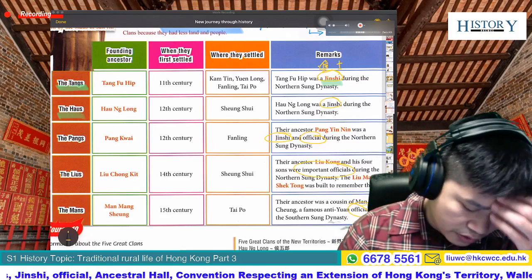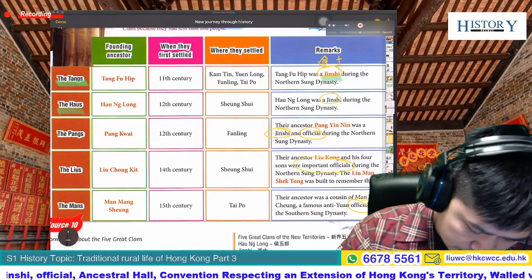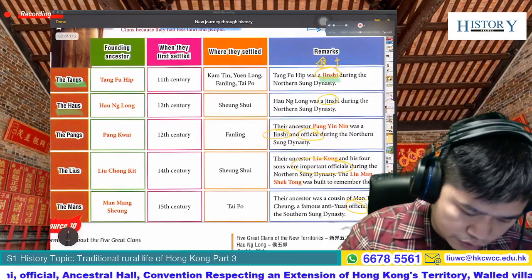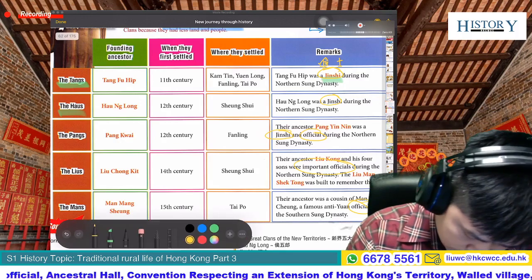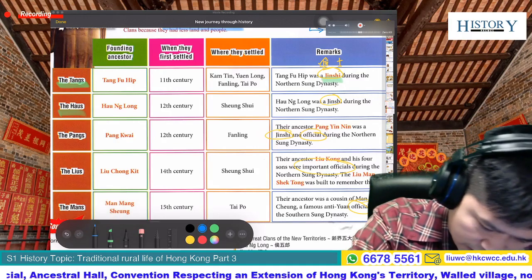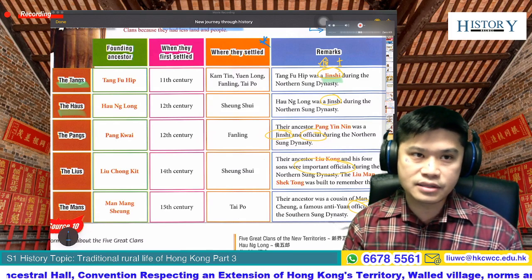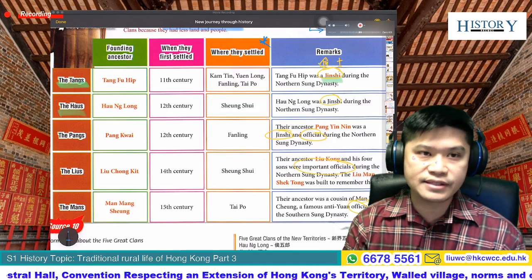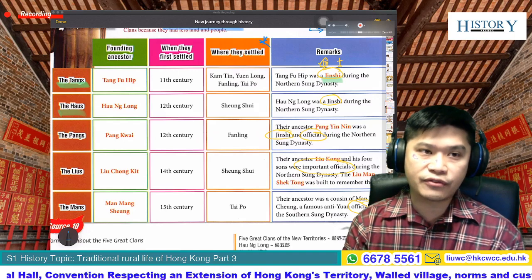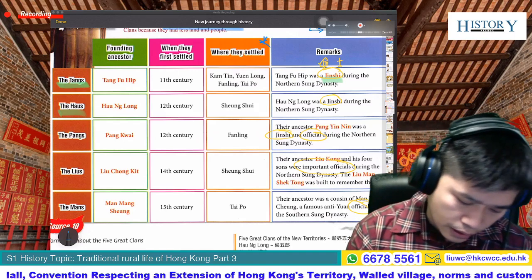Okay, so after this, one more thing I have to talk about. So this is also important. You may mark a star here. So where did the five great clans settle? Okay, where did the five great clans settle? Let's have a look.